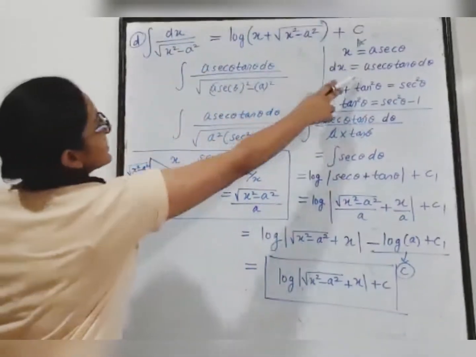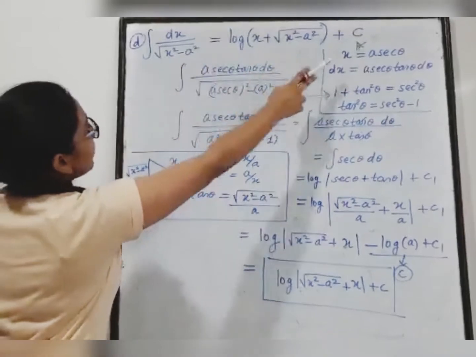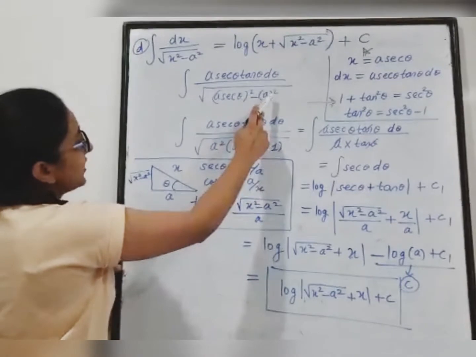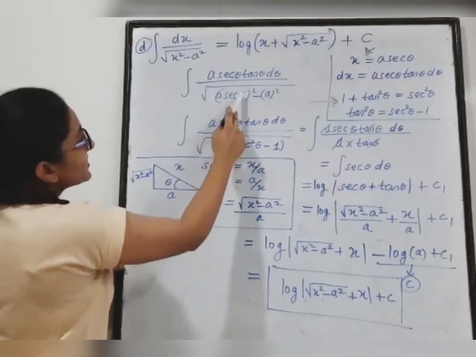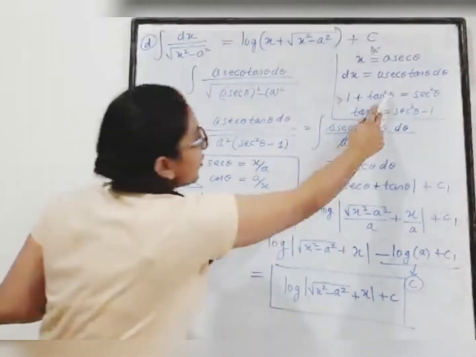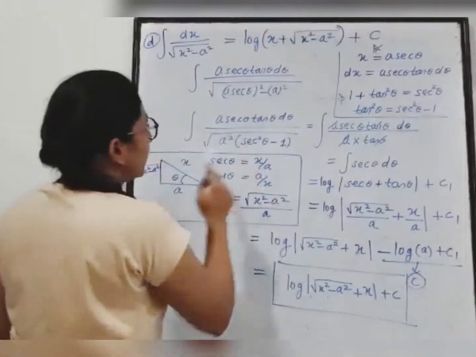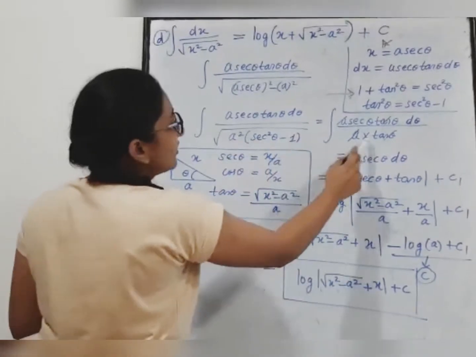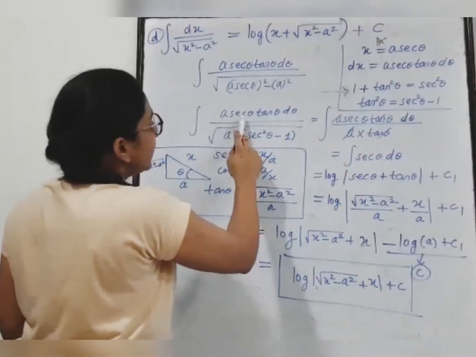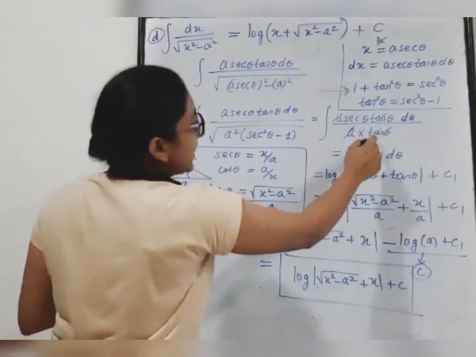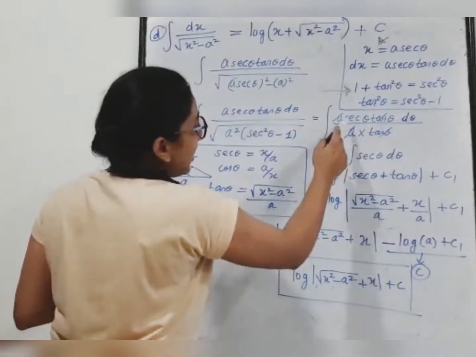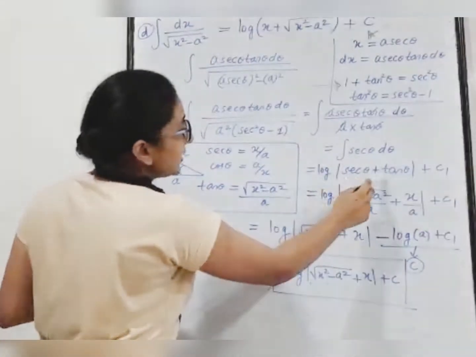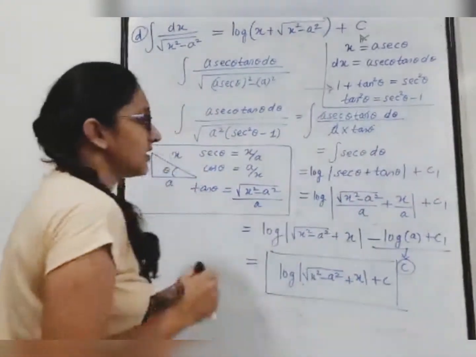Now if dx is this, I substitute dx and substitute the value of x. So if I substitute the value of x, it is a square secant square theta minus a square. If I take a square common, I get secant square theta minus 1. And from here, secant square theta minus 1 is tan square theta. So I put that here, and then the square root of a square tan square theta will give me a tan theta, and the numerator is still secant theta into tan theta. Tan theta cancels. So the integration is secant theta d theta, and the answer is log of secant theta plus tan theta plus the constant of integration c1.